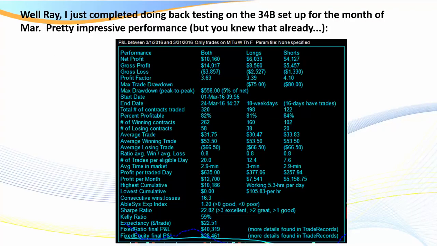So just getting back then, finally, what strategies do I recommend you absolutely focus on? Well, first of all, the 34B. That has to be your real foundation setup. Okay, it's a trend following strategy.